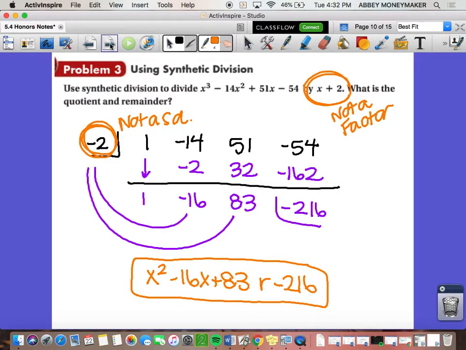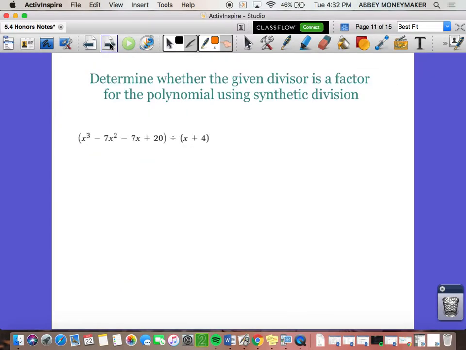It takes a couple of tries to get the hang of it in the setup, but once you get it, it's so much easier if you can use synthetic. So one more here, we have division with x plus 4, so I'm going to put negative 4 in my half box, and then I have 1, negative 7, and 20.